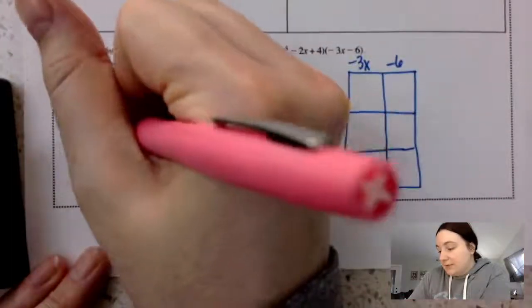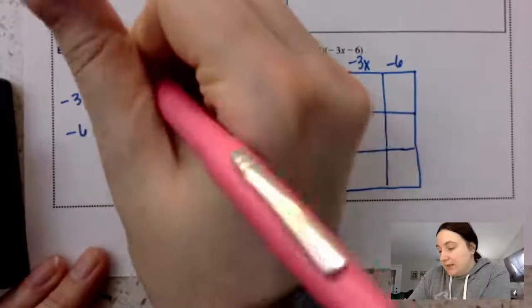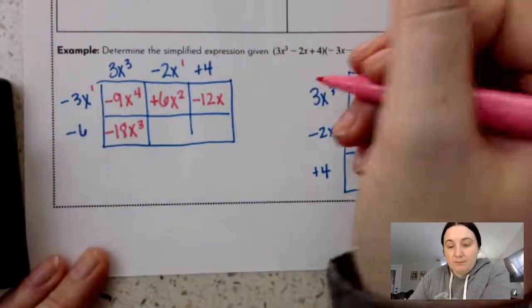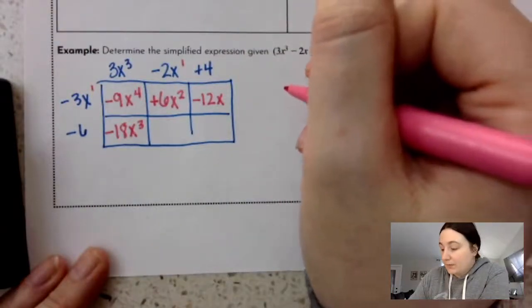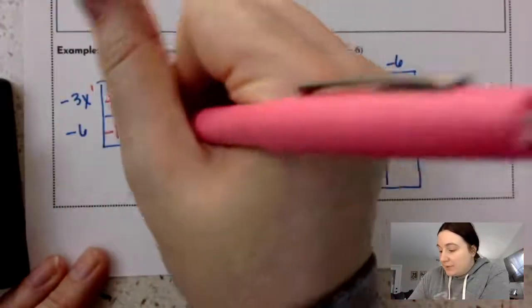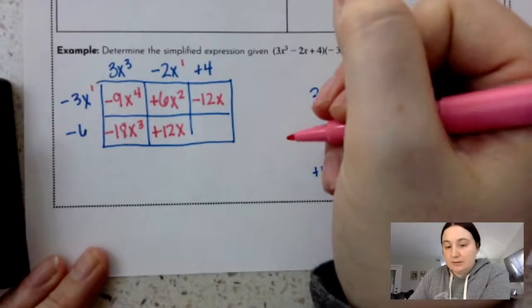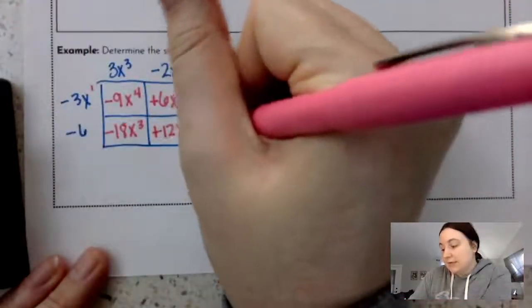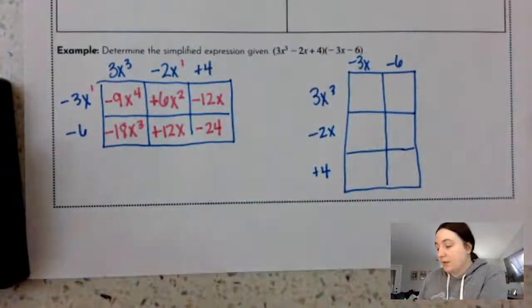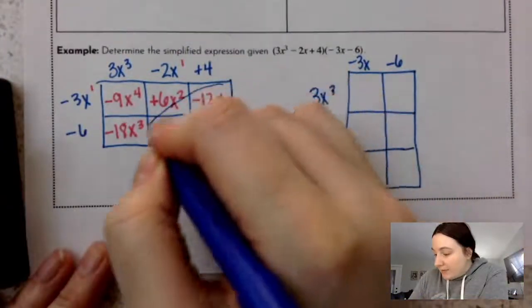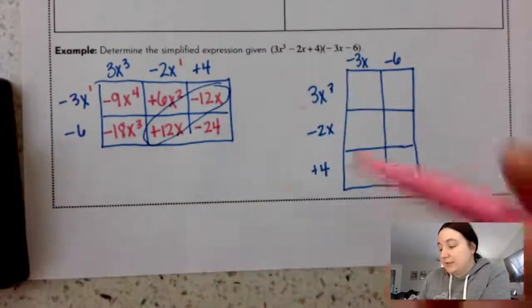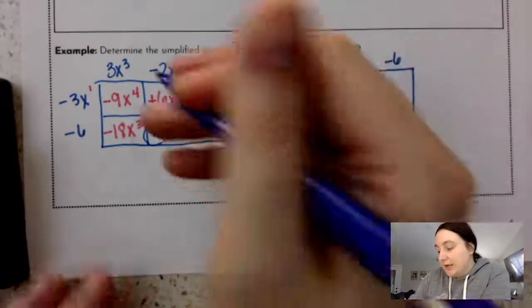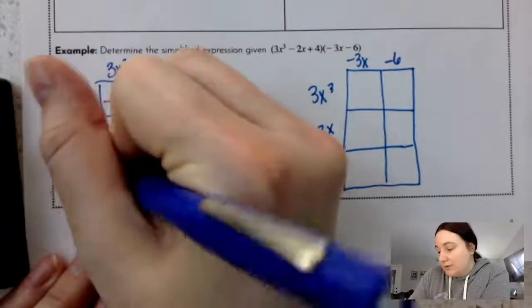3 times negative 6 is negative 18, and I have x to the 3rd that I need to bring with me. Negative 2 times negative 6 is a positive 12, and I have the x that I need to bring. And 4 times negative 6 is negative 24. So now again, I want to identify my like terms inside the box so that when I bring it out, I can combine everything and put them in order. So highest exponent to lowest.